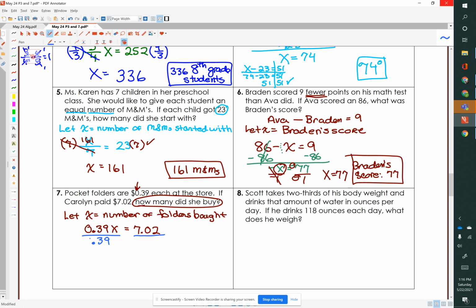But whatever we do to one side of the equation, we do to the other. So now our x equals 7.02 divided by 0.39, and that equals 18. You can use a calculator to help you. But what did we actually buy? Actually, I probably didn't want to put a box around that, because I want to put a box around my final answer. So we're looking at how many folders. So Carolyn bought 18 folders.